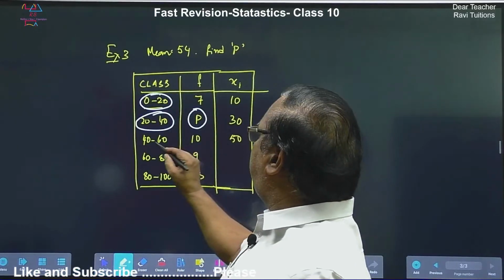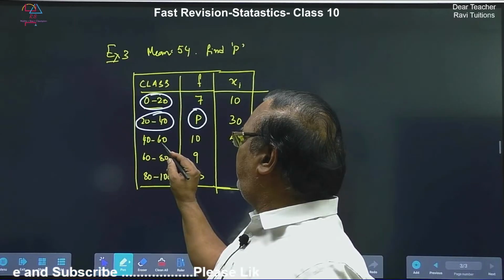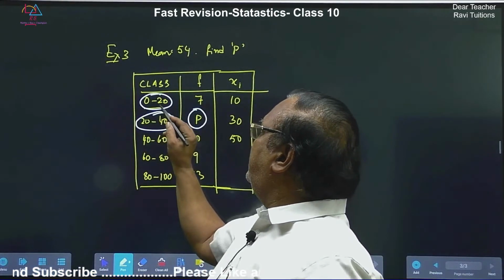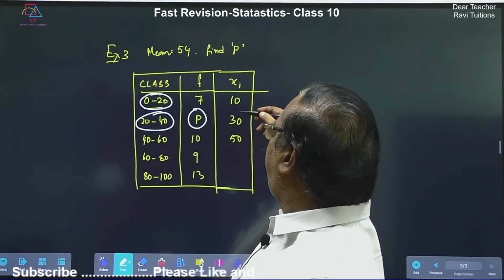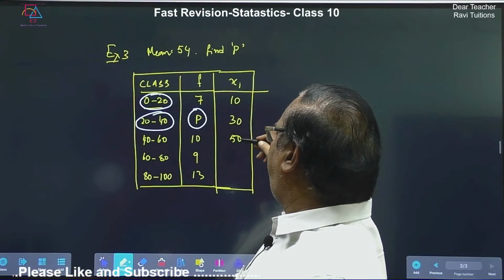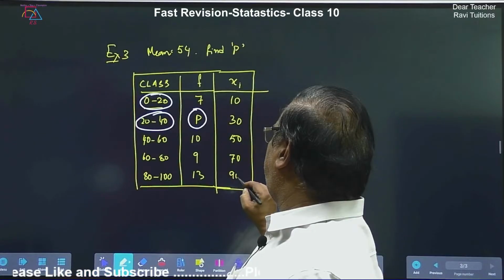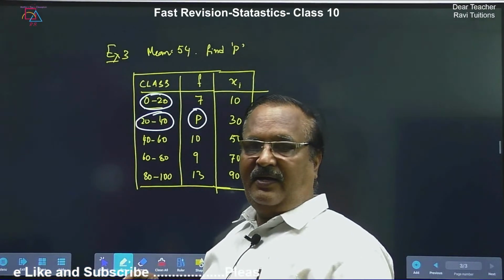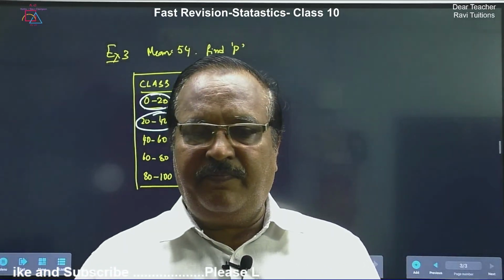Because the size of the class is 20, the height of the class is 20: 40 plus 20, 60, 60 plus 20, 80, 80 plus 20, 100. So here also 10 plus 20, 30, 30 plus 20, 50, 50 plus 20, 70, 70 plus 20, 90. Even if you do 80 plus 100, 180, 180 by 2 is 90. So both are the same.